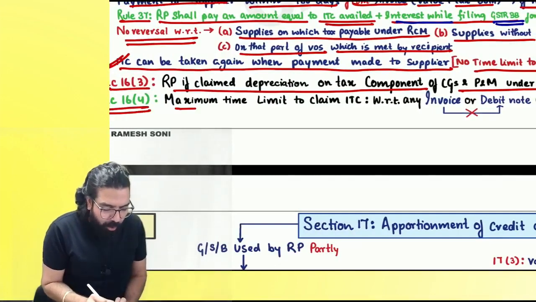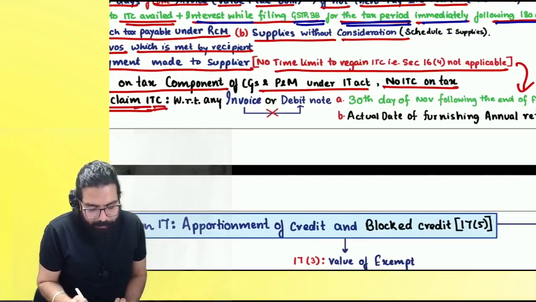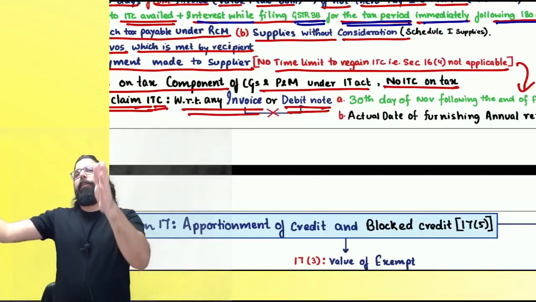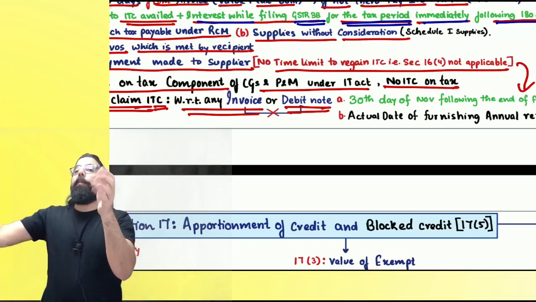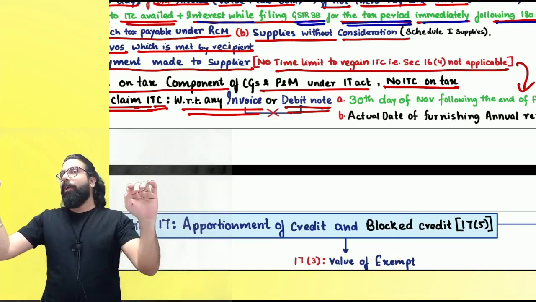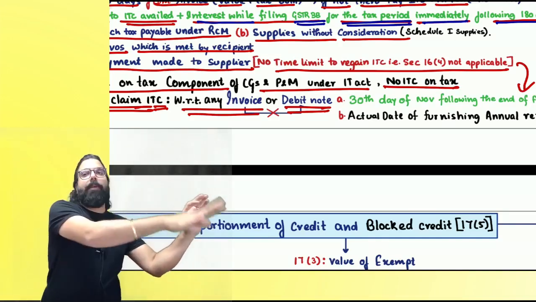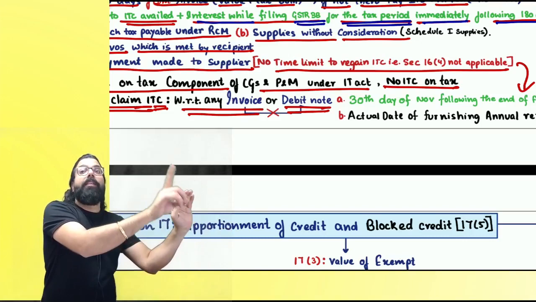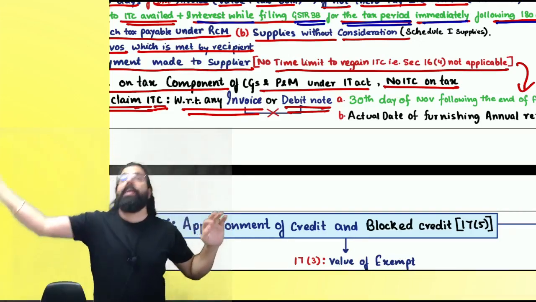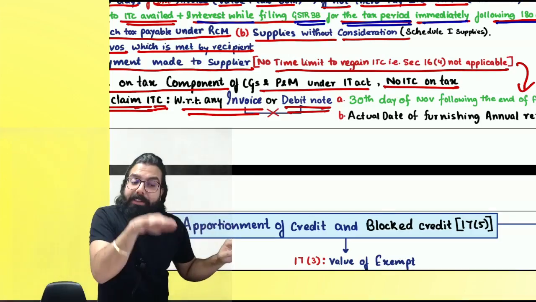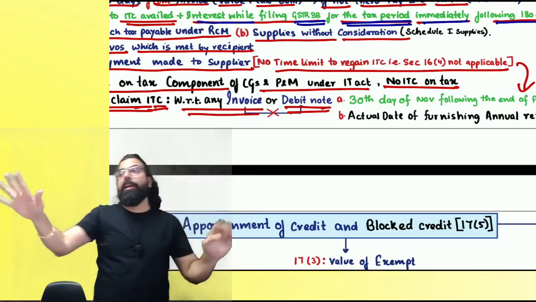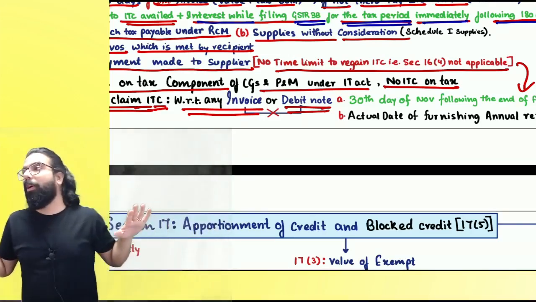Now, section 16(4), the maximum time limit to claim ITC with respect to any invoice or debit note. What is the maximum time limit to take the credit? Supposing there is one invoice issued in one year, and invoice and debit note are not linked now. Invoice and debit note are separate. The invoice might be issued this year. For the invoice, the time limit will be 30th November of the next year or the actual date of annual return, whichever is earlier. For the invoice, if a debit note is issued next year, then Baba, that year's next year will be the time limit for the debit note related credit to be taken. Are you guys able to understand this point?